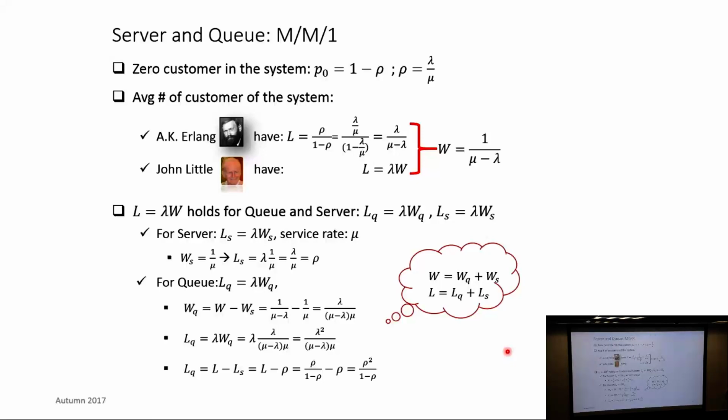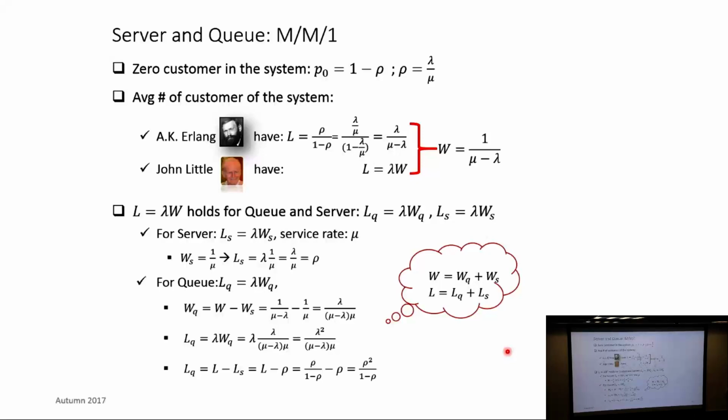And we have 2 mathematicians. The first one identified the number of customers in the whole system by probability. So we calculate the probability of 0 or 1 or 2, and finally we can calculate the total number of customers in the whole system. This is also determined by the utilization. Another mathematician identified the relationship between the number of customers and the time the customers stay in the whole system, and lambda, the arriving rate.